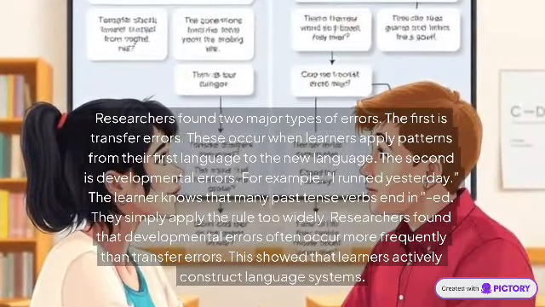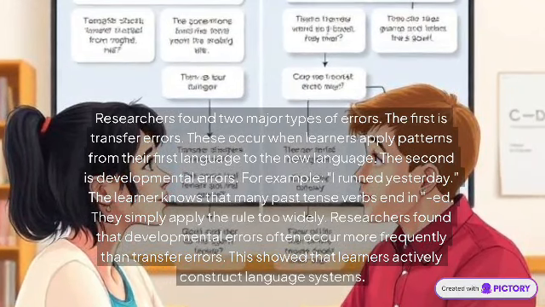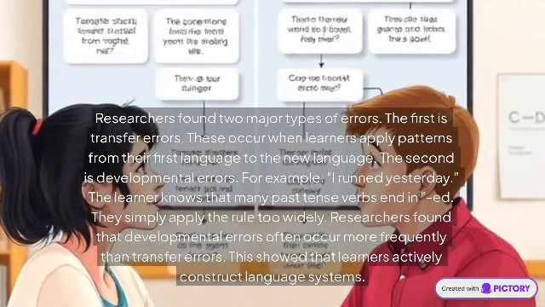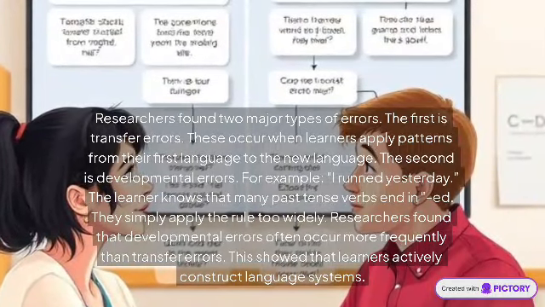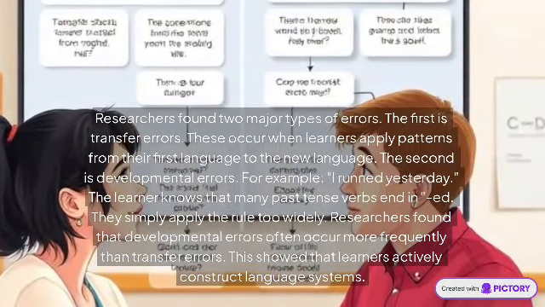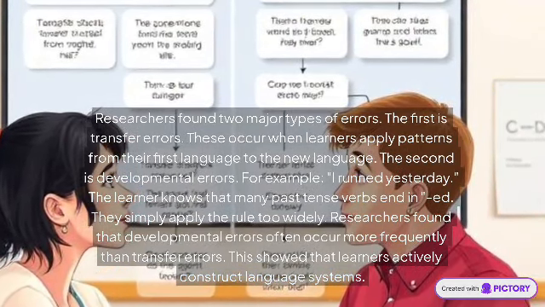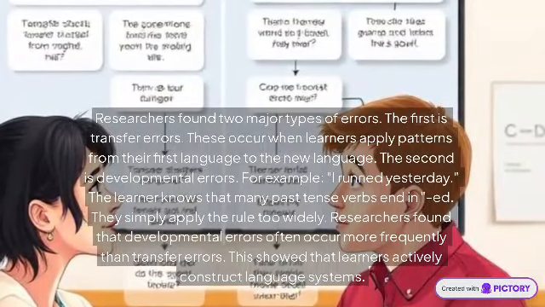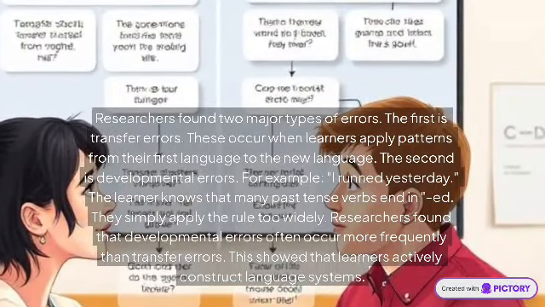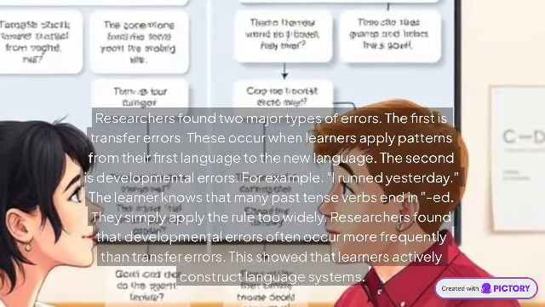Researchers found 2 major types of errors. The first is transfer errors. These occur when learners apply patterns from their first language to the new language. The second is developmental errors. For example, "I runned yesterday." The learner knows that many past tense verbs end in -ed. They simply apply the rule too widely. Researchers found that developmental errors often occur more frequently than transfer errors. This showed that learners actively construct language systems.